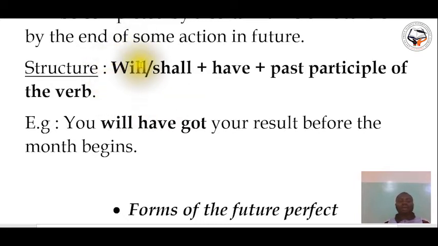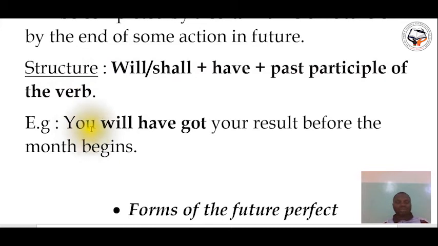But will can also be used for all the persons. That is, will can be used for I, you, he or she, we, you, and they. Will can be used for all the persons, but shall, dealing with the future, is only used for I and we. So you must pay attention when using shall and will in the case of the future. So the structure is will or shall plus have plus past participle of the verb.